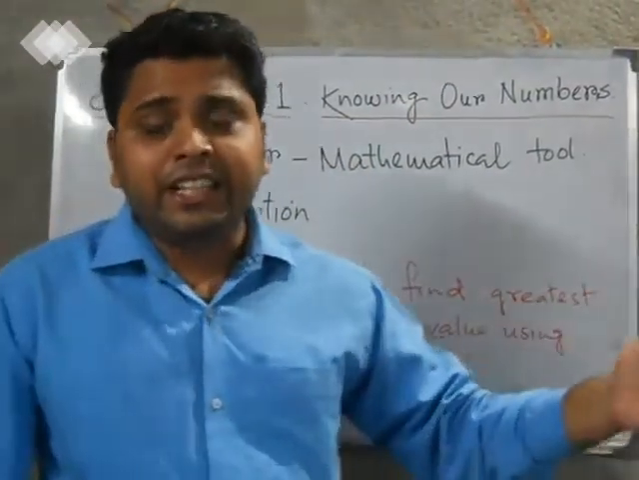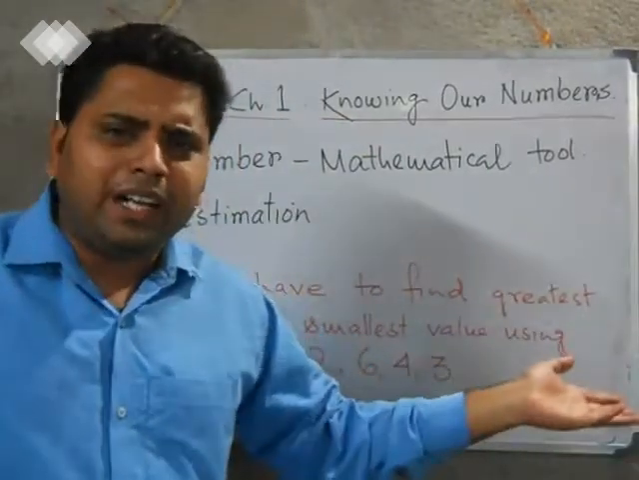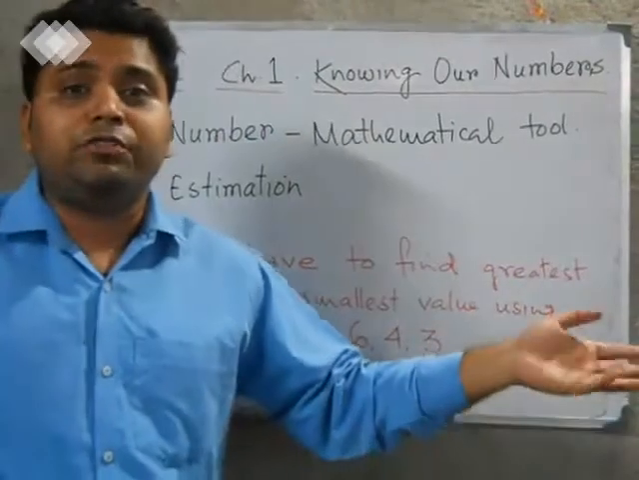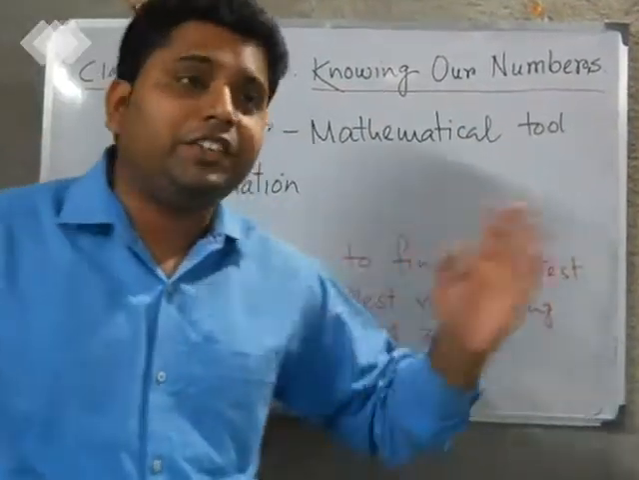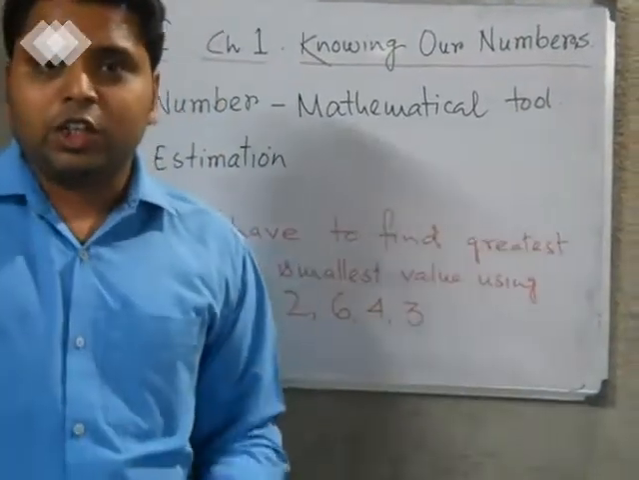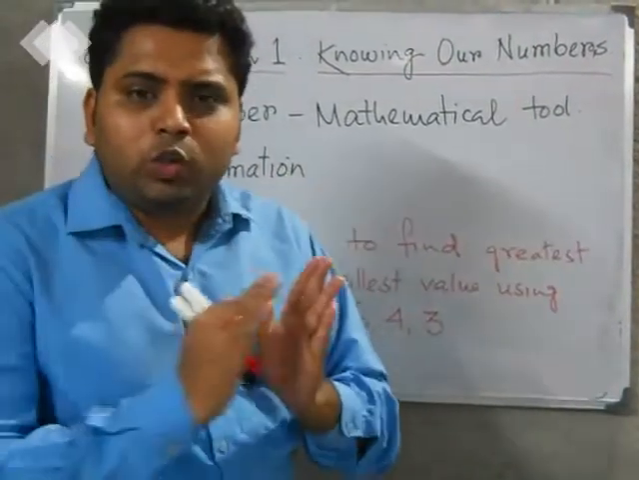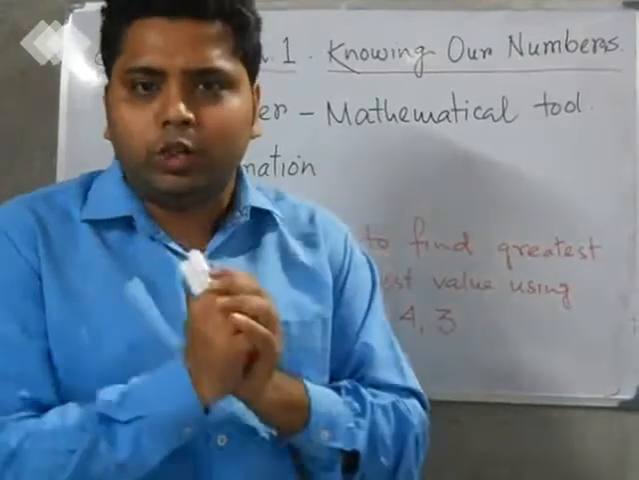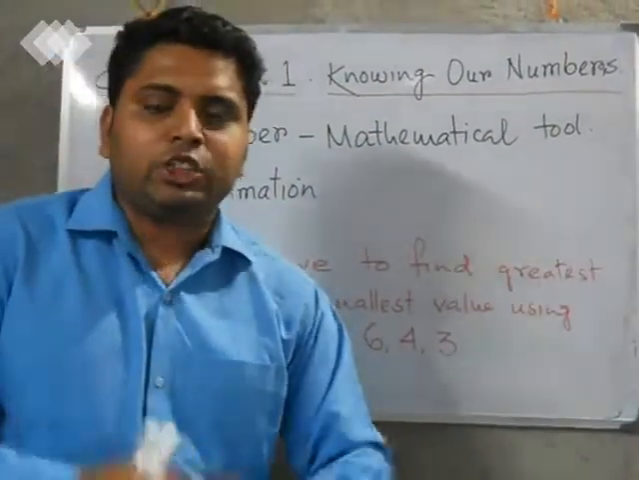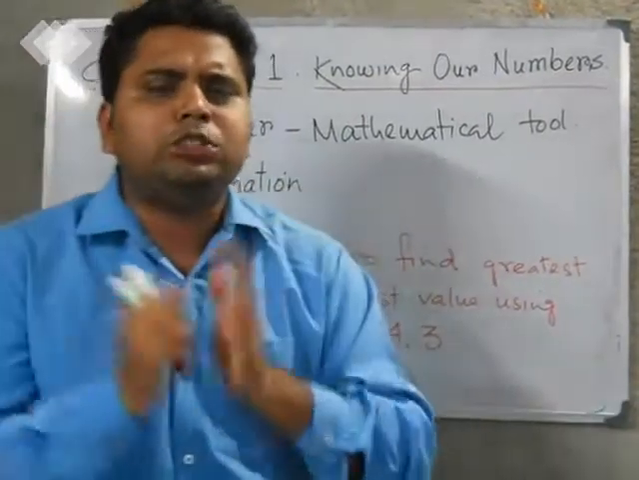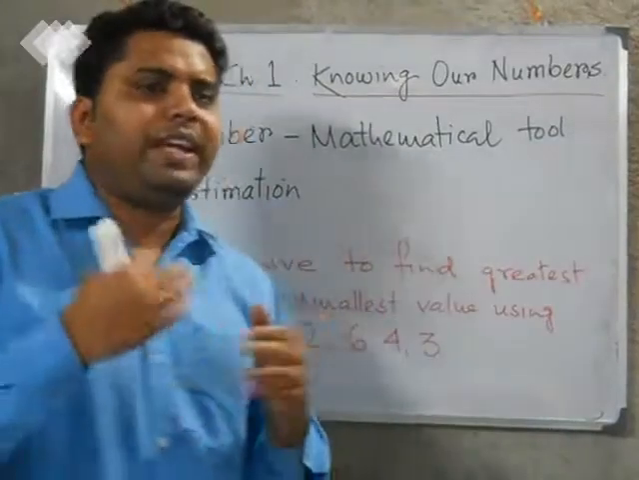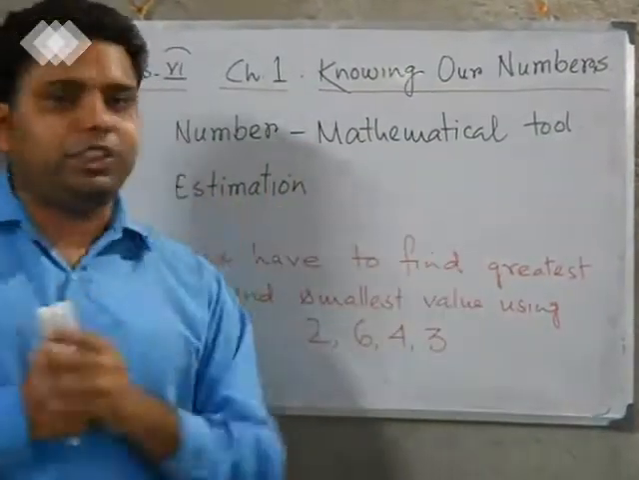If he is an Indian, then he will tell approximately the value is 1 lakh or 2 lakh. If he belongs to the UK or US, any foreign country, then he will say 1 million, 10 million. So I told you the approximate value, and this is the estimation. So what is the estimation? The approximate value, that means andaza.